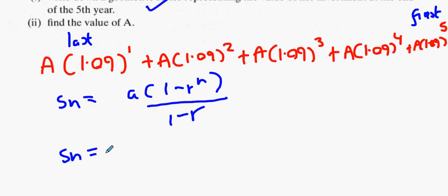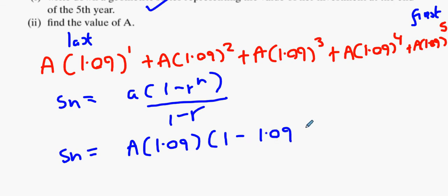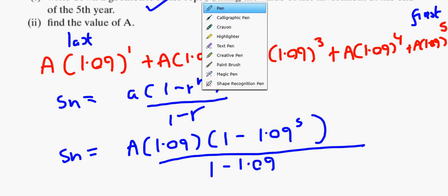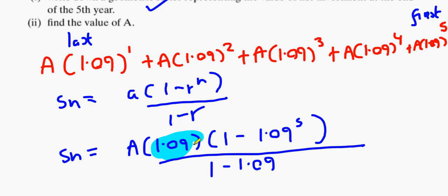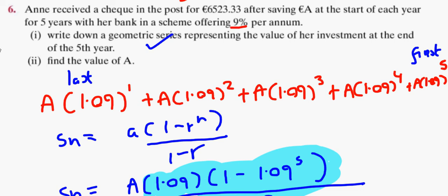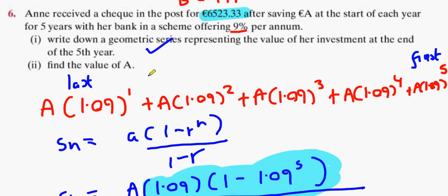A value, anybody? A times 1.09, yeah? And then our R value? How many years? 5 all over. Anybody? Now, here's what I want you to do. Enter the yellow part into the calculator. Sorry, the blue part into the calculator, and ignore that the A even exists. You know the answer. 6523.33.